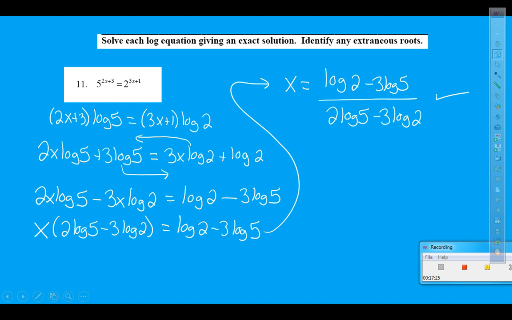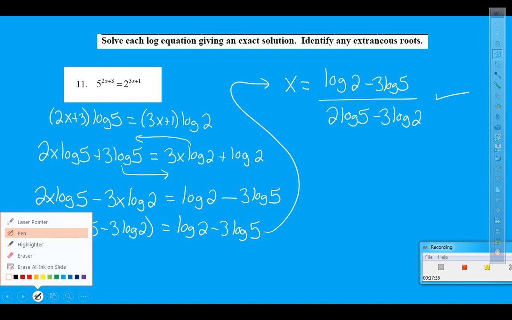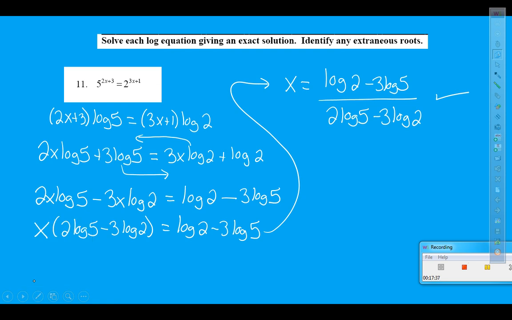While I'm here, I'm going to say a couple of things real fast. No, you can't do that. That's going to be your answer, guys. No, you cannot do this. You can't cancel off those log of 5s and those log of 2s. You can't do anything like that. There's no like terms in there, so that is going to be your answer right there.